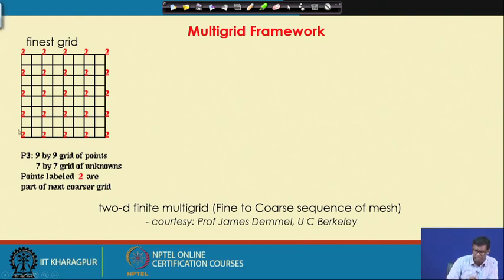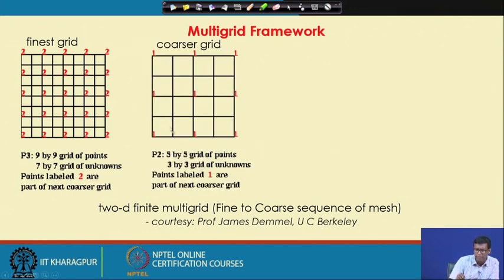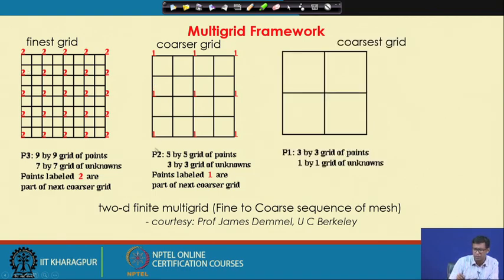This is the finest mesh. So, from the finest mesh we are going to the coarse mesh. The points where I have level 2 will be the members of the coarser grid. So, when we are solving in a coarser grid, we only solve at these points; we will not solve at the internal points. When we go to the coarsest mesh, the points labeled as 1 will be there.